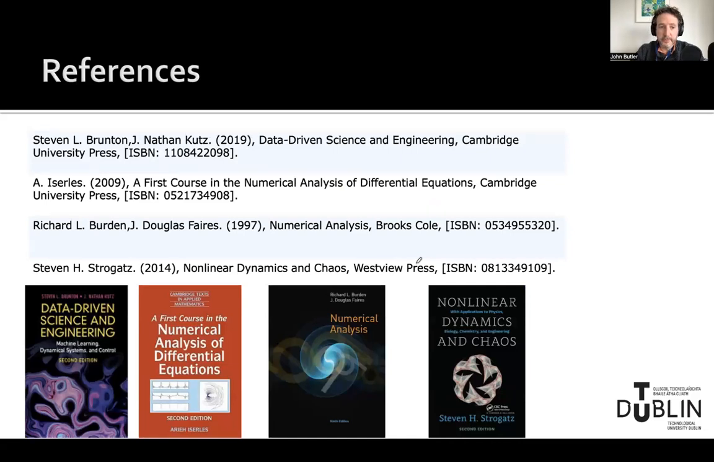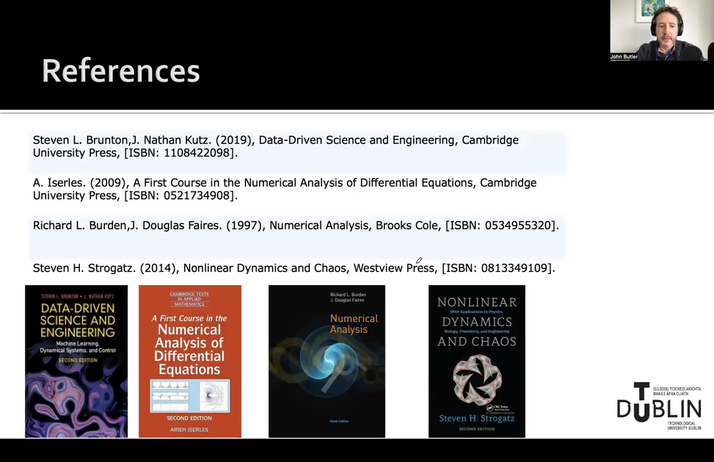Some references for the course. Steve Brunton's book, which is also available online, Data-Driven Science and Engineering by Steve Brunton and Nathan Kutz, is excellent. It's in the library, but there are also copies of it online. It's probably better for the second half of the course. A classical numerical analysis book is A First Course in the Numerical Analysis of Differential Equations. It covers a lot of what we do. The Burden and Faires book is also very nice for numerical methods.